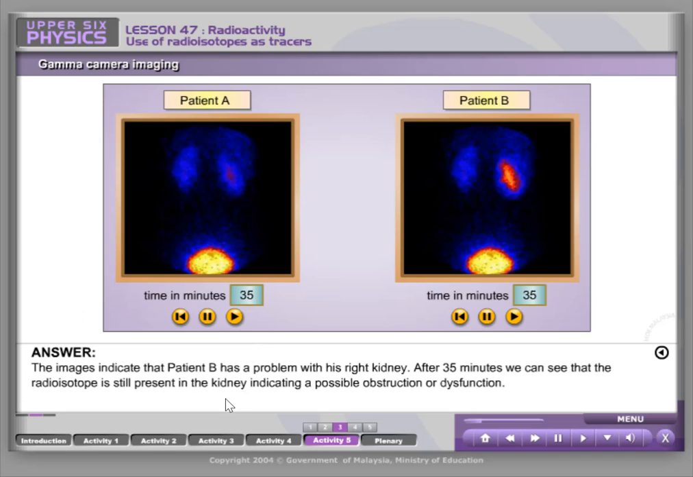Answer: the images indicate that patient B has a problem with his right kidney. After 35 minutes, we can see that the radioisotope is still present in the kidney, indicating a possible obstruction or dysfunction.